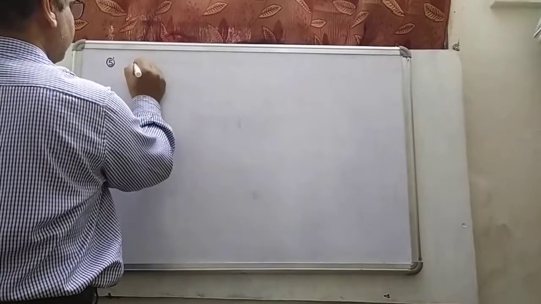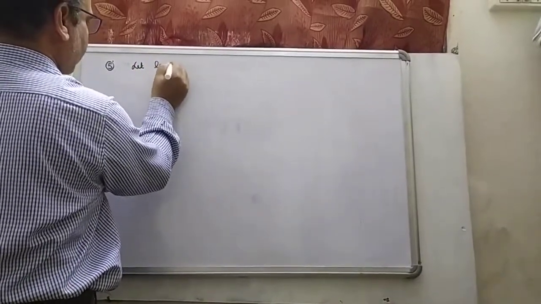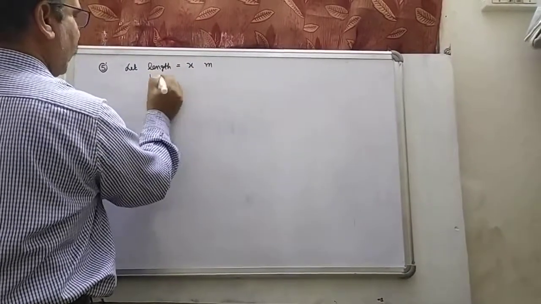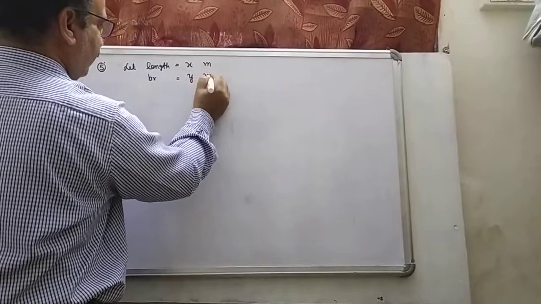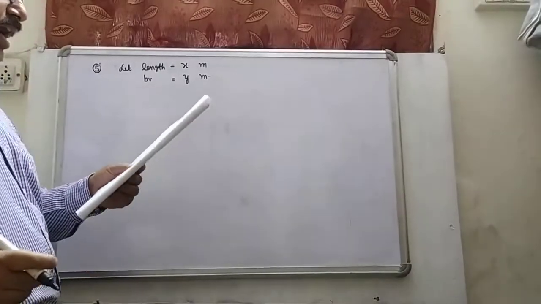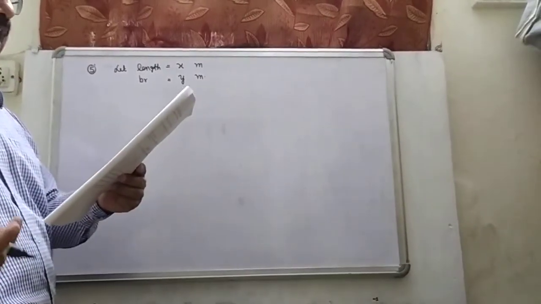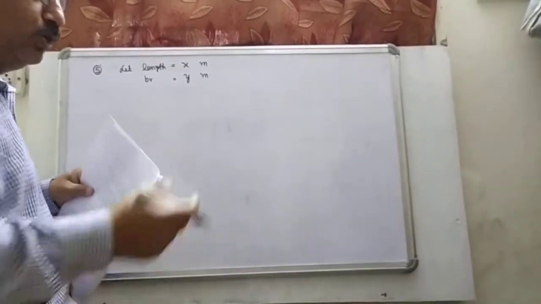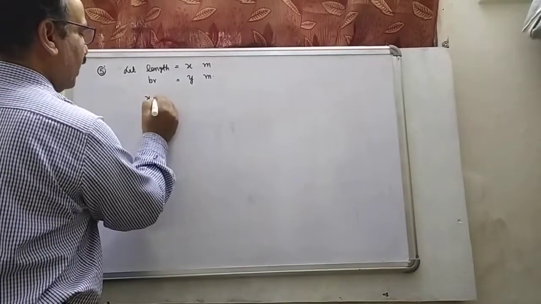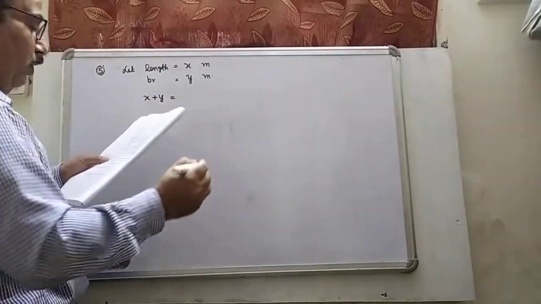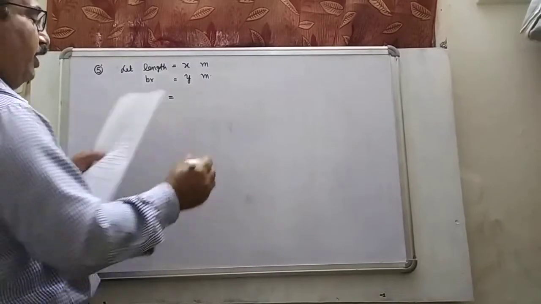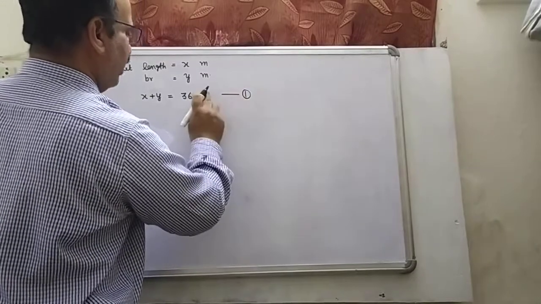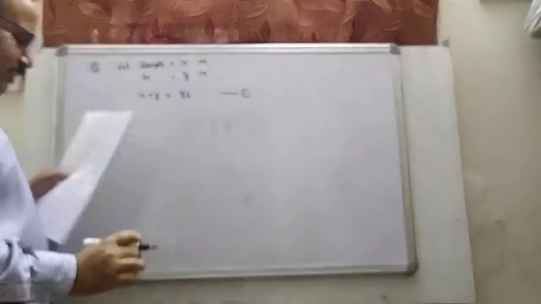We think: let the length of the garden be x meters and let its breadth be y meters. You are just assuming. Now they are saying half the perimeter. What should be half the perimeter? It should be x plus y, meaning length plus breadth. So the first scenario is given as x plus y is equal to 36 meters. It is equation number 1.